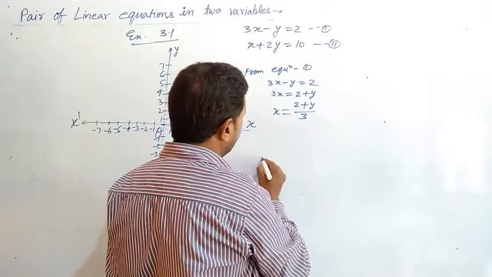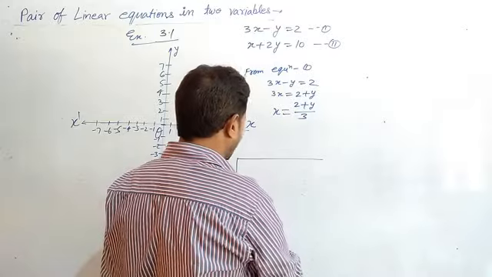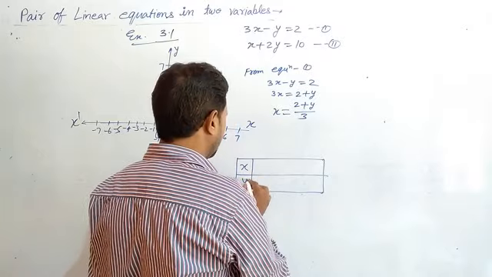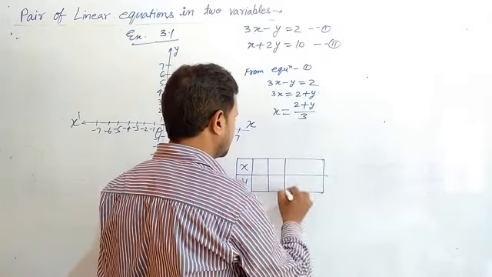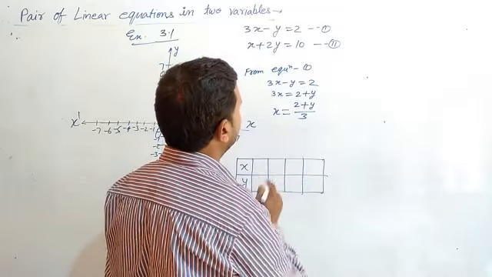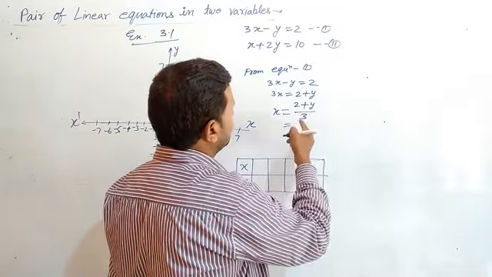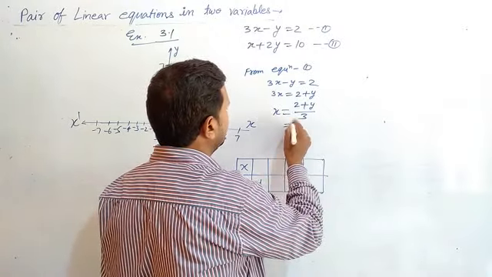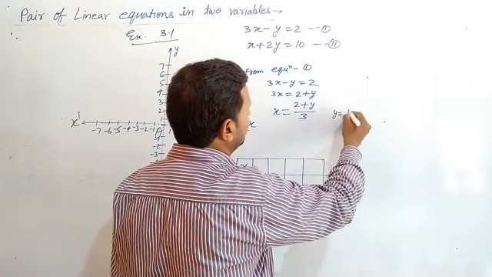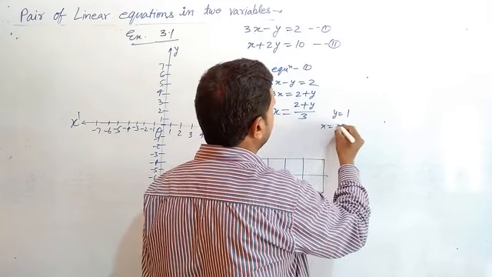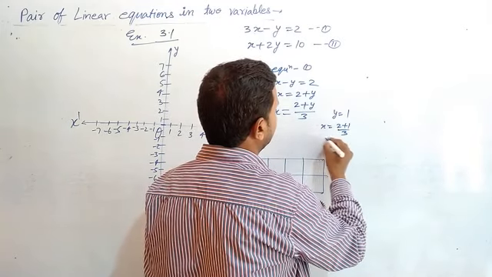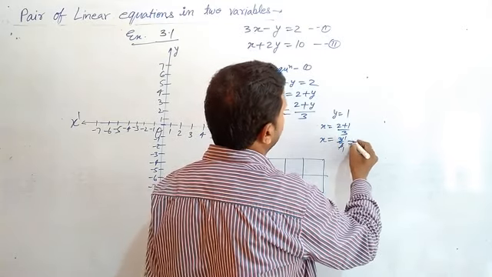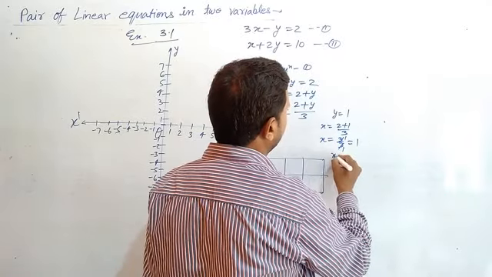Now we have to prepare a box. Here is x, here is y, and 1, 2, 3, 4 is enough. Now, when we take the value 1, we solve by putting y is equal to 1. See here, x is equal to (2 plus 1) upon 3, which means x is equal to 3 upon 3. The 3 on the 3 cancels out, which means x is equal to 1.